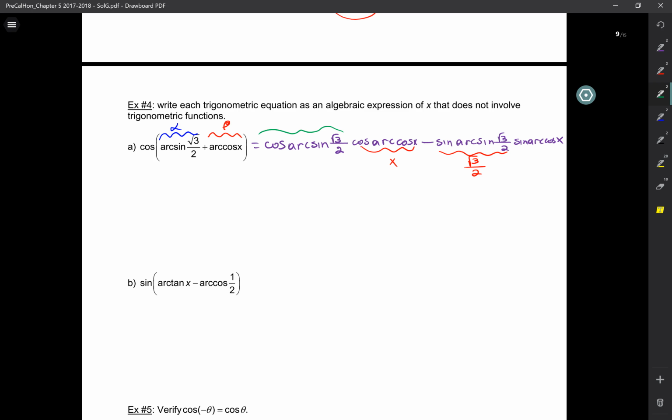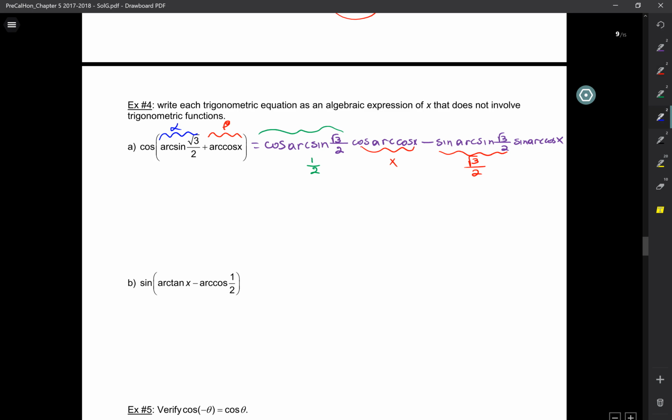I don't get what you said. Cosine and arc cosine cancel each other out, so you just get x. Sine and arc sine cancel each other out, so you just get root 3 over 2. And over there, the cosine of the arc sine of root 3 over 2 is 1/2. So that's just, you know, a long way of saying the sine is root 3 over 2. The cosine must be 1/2.